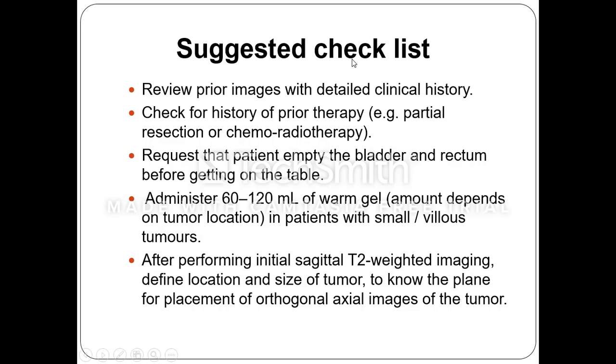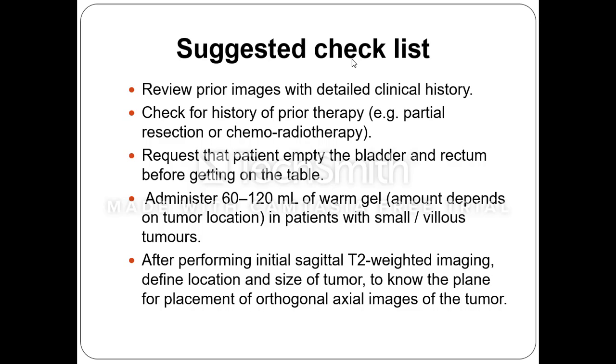Always review the prior images of the patient if available. Check for any previous history of chemoradiotherapy. Request the patient to empty the bladder and rectum before the scans. One can use 60 to 120 ml of warm gel in patients with small or villous tumors.